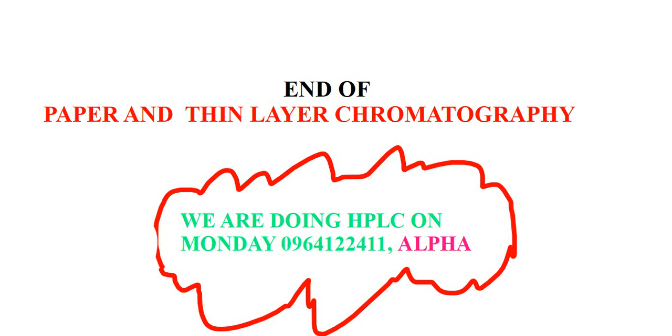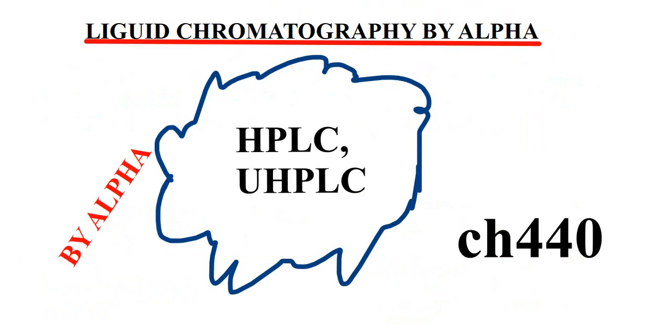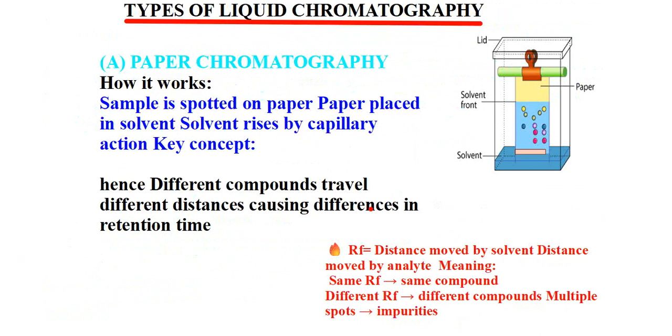Alright, in this video we'll look at the two types of chromatography again. Remember we looked at paper chromatography first, and also thin layer chromatography. This is where we started. We looked at this introduction. What is this? Liquid chromatography. We said the mobile phase will be liquid, just like gas chromatography.